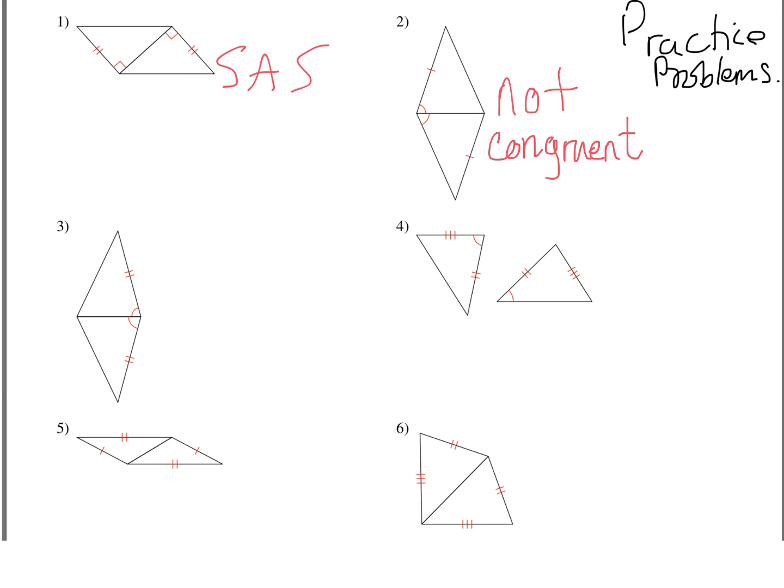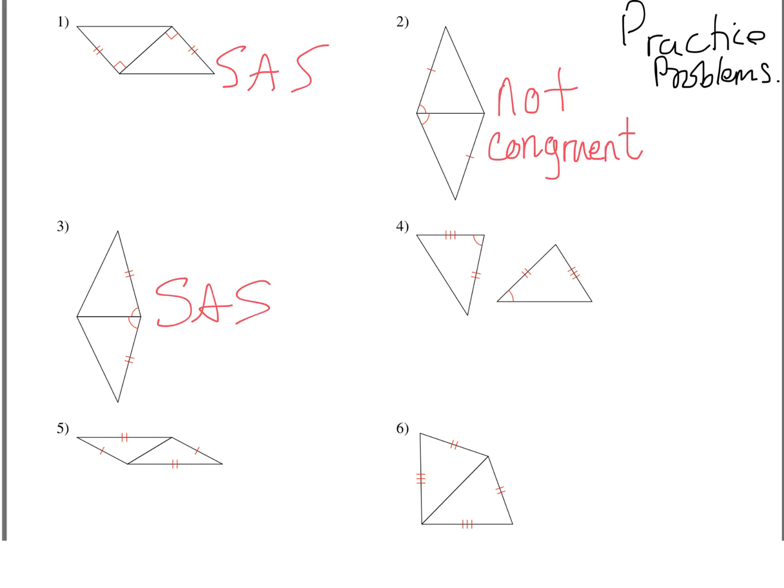Okay. So next one, number 3. We have sides that are congruent. Then we have two angles that are congruent in the middle. Then we have a side that's congruent. So we have side, angle, side. So we would write that down. Side, angle, side.